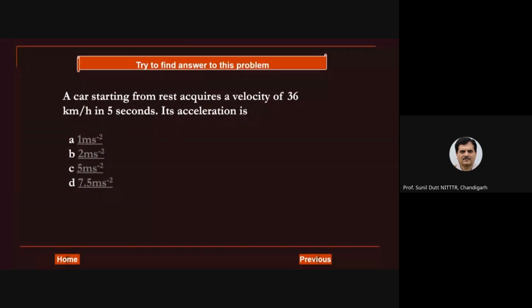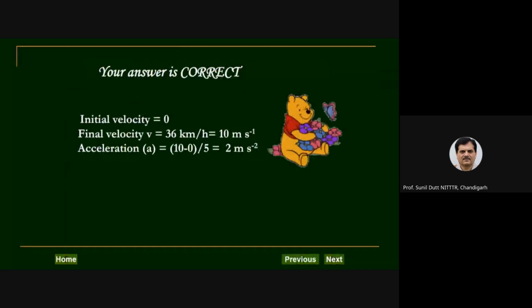Try to find the answer to this problem. A car starting from rest acquires a velocity of 36 kilometer per hour in 5 seconds. Its acceleration is? Using the formula given in the previous slide, you can find the answer. Say the answer is B. So your answer is correct. Again, feedback is given. So, next slide.